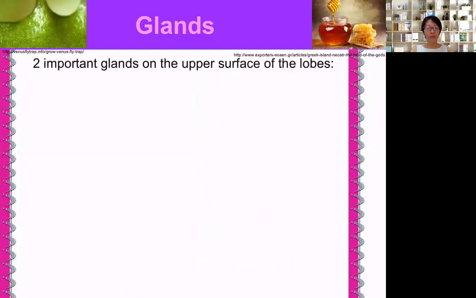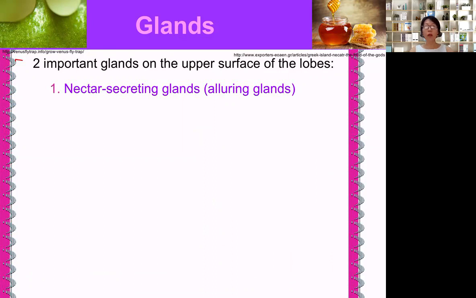Now, what about the glands? Very important. There are two important glands on the upper surface of the lobes. This is for their function. The first one is nectar secreting glands. They are also called alluring glands because they want to lure, meaning attract, the insects to come to them. How to attract? They secrete nectar, which is food for the insects, like honey, very sweet. Number two, they also have digestive glands, to digest the insects that have been trapped.